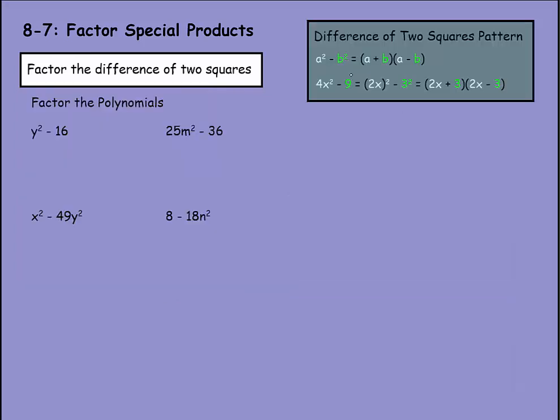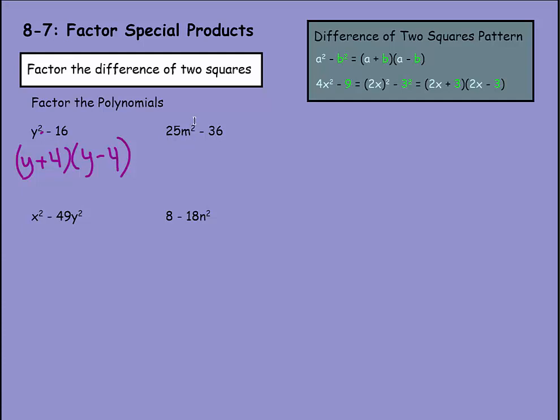So let's practice this with some of these problems. We have y squared minus 16. If y is my a and 4 is my b, I know it would be a plus b times a minus b. The square root of y squared is y. The square root of 16 is 4, so it would be y plus 4 times y minus 4. The 4 times the negative 4 gives me negative 16. The y times the y is y squared, and the 4y and the negative 4y cancel out.